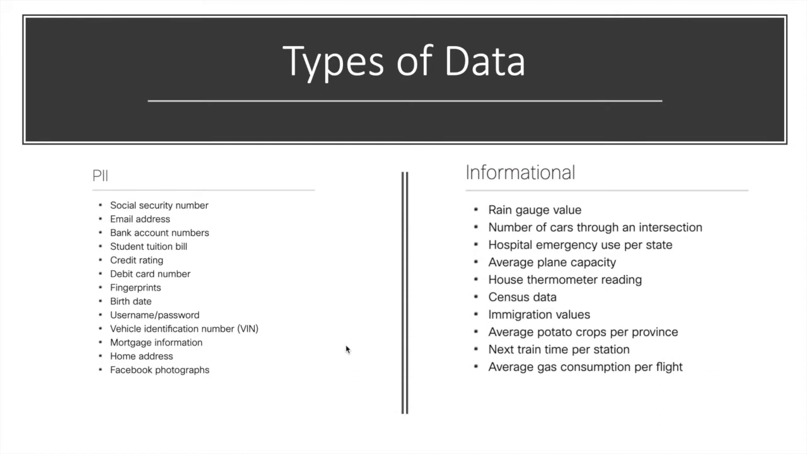But the data and information that we need to worry about is our personal identifiable information, which are like social security number, email addresses, bank accounts, names, debit or card number, our online fingerprints, birth date, usernames or passwords.